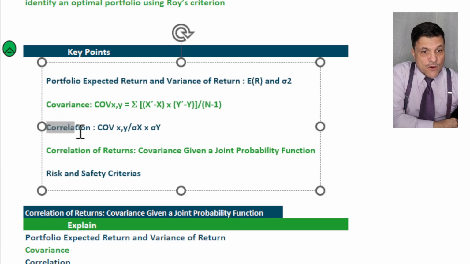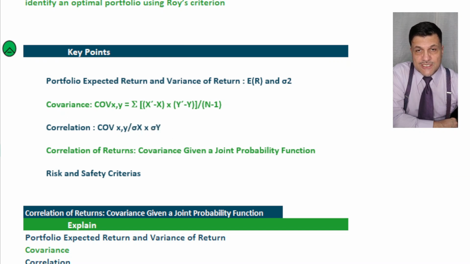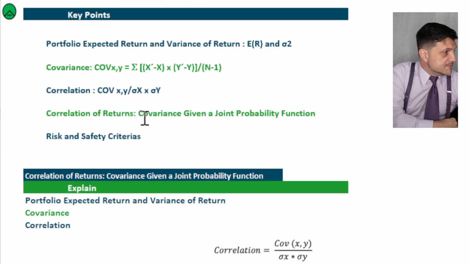All right. Correlation: once you have the covariance, you just divide the covariance by the standard deviations of each variable, and then you have the correlation. So in other words, the correlation is a standardization of the covariance. We standardize the covariance based on standard deviation.